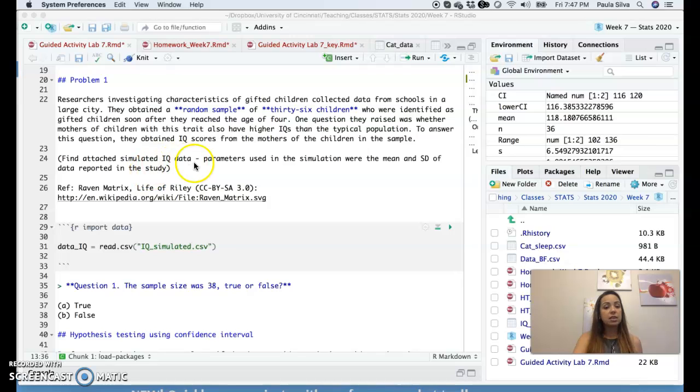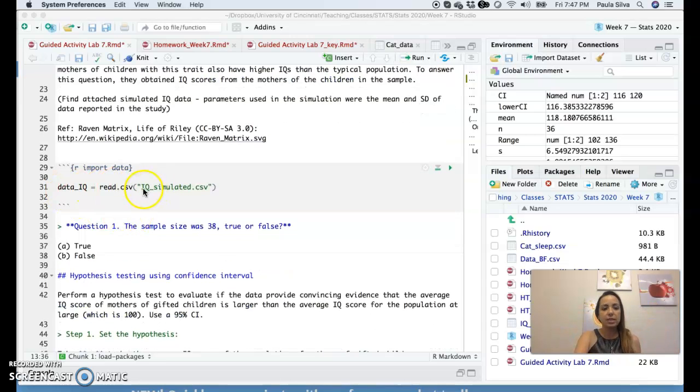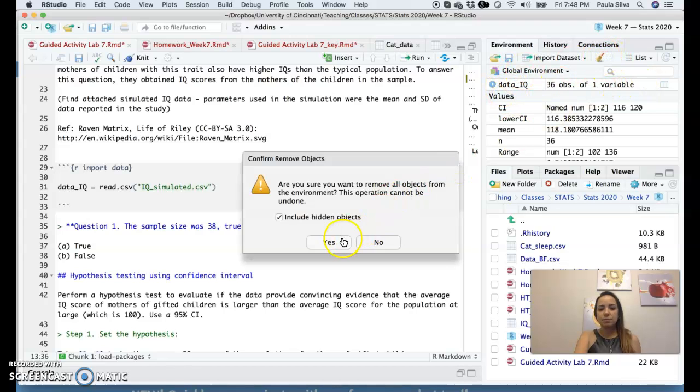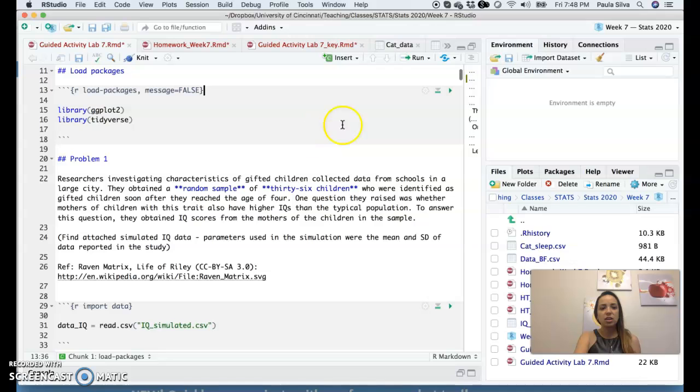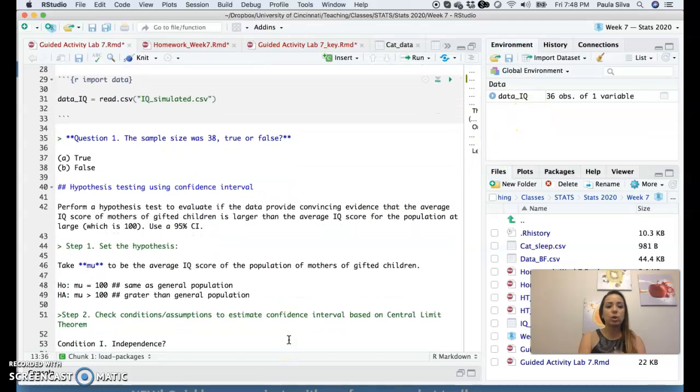You will find the simulated IQ data attached, and the parameters used in the simulation were the mean and standard deviation of data reported in the study. So here's the study, and I used the mean and standard deviation to get the data that we are going to use. So let's load the data, iqsimulated.csv. The data is right there. Let me get rid of everything in the global environment and load the data so that's all we have there. And then I want you to answer question 1.